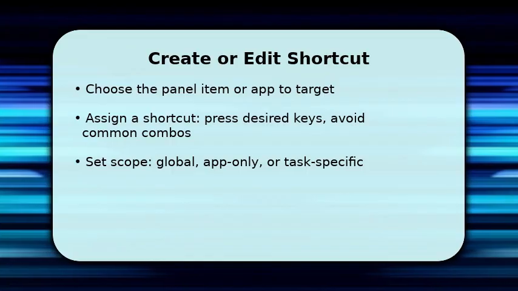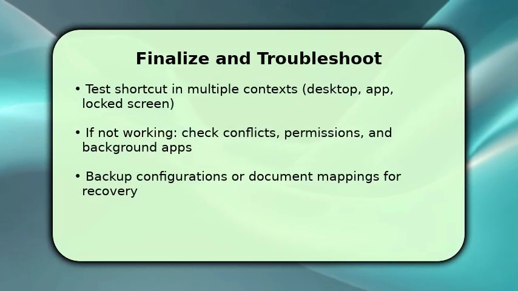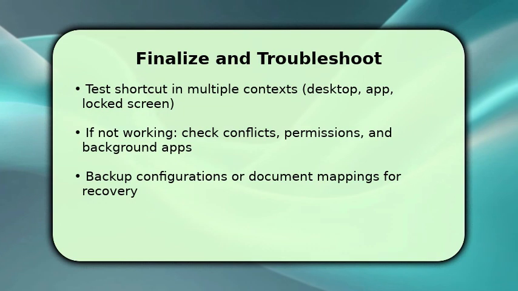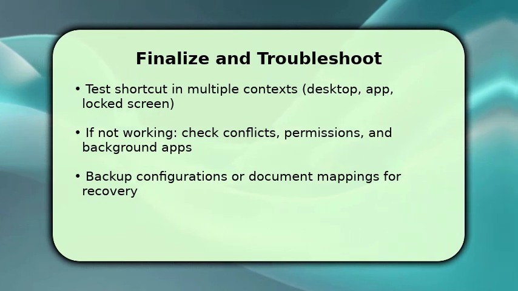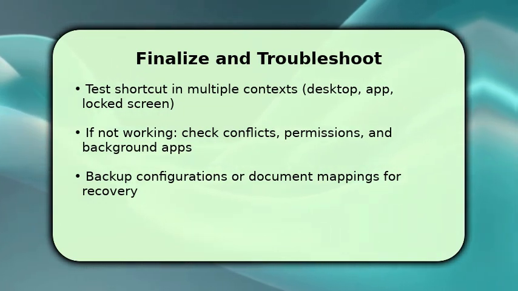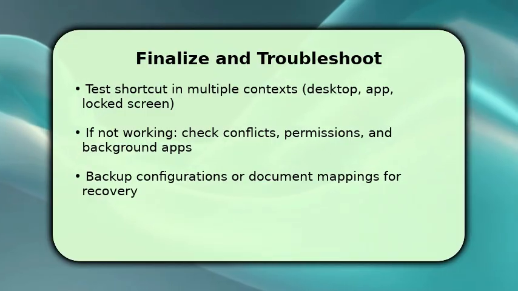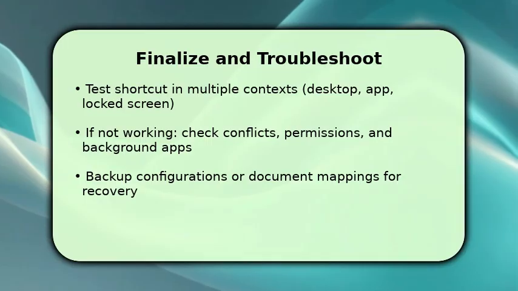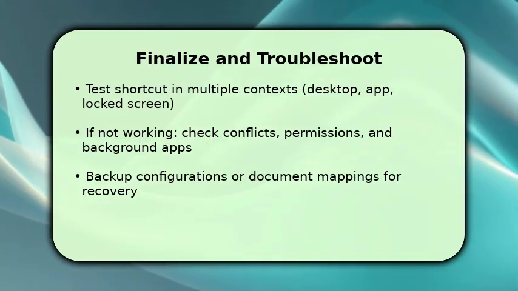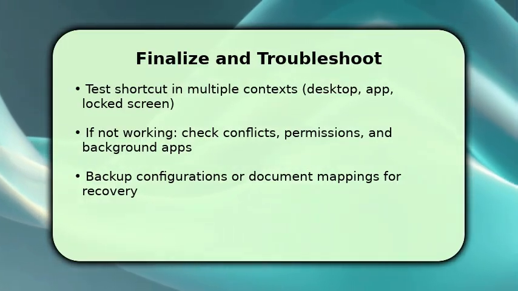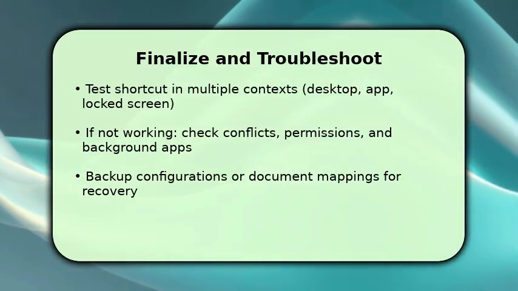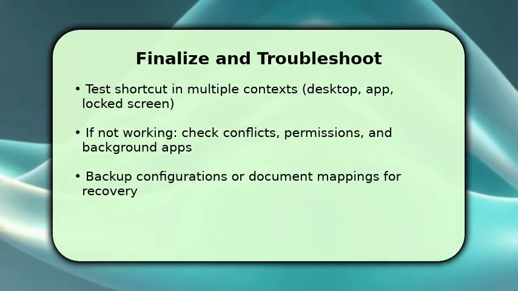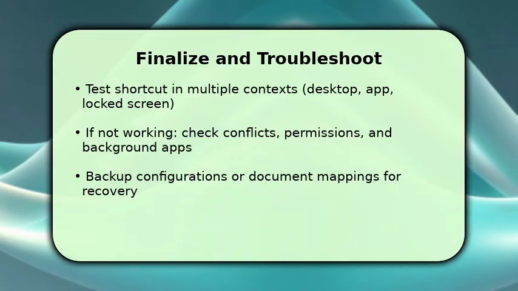You finish by testing the new shortcut in several contexts: desktop, inside apps, and after a quick lock-unlock. If it works, create a short backup or note of the mapping so you can restore it later. If it fails, check for conflicts with system or app shortcuts, confirm you have permission to create global hotkeys, and look for utilities that block keys. As a key troubleshooting tip, restart the input service or utility and reassign a different key combination if collisions persist.